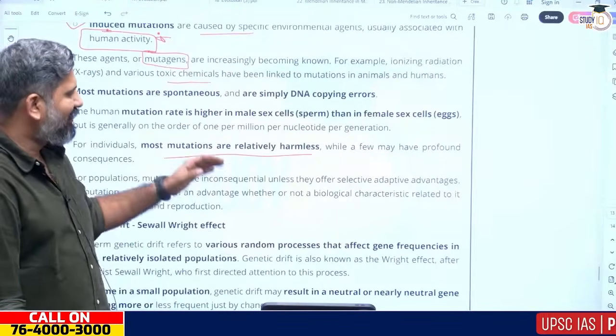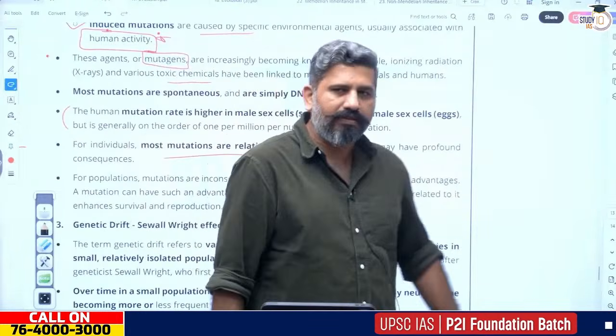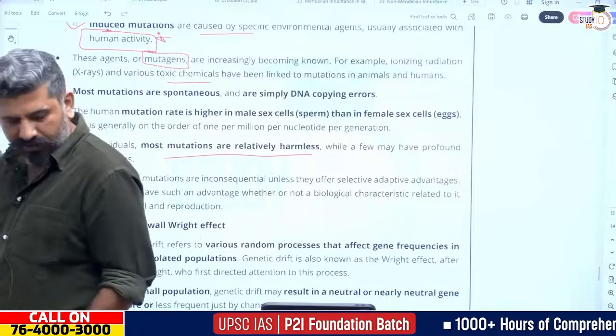ठीक है, anyways let's come back to this thing. First was recombination, second was crossover, third is mutation. Mutation is the source of what? New genetic material.